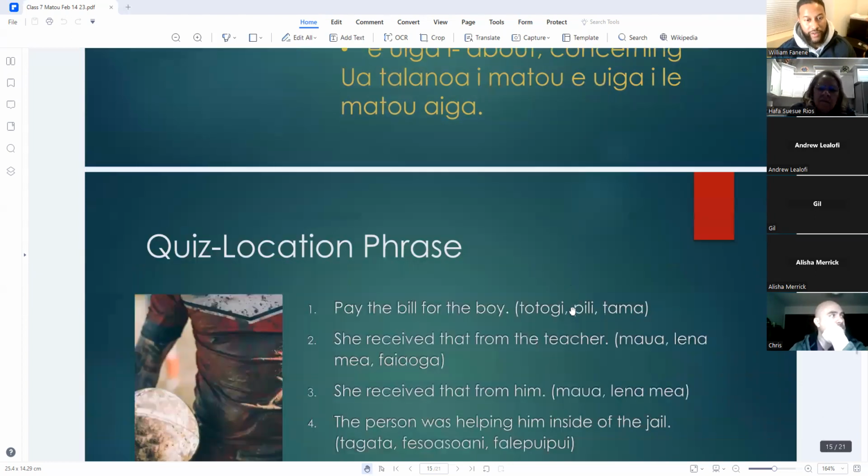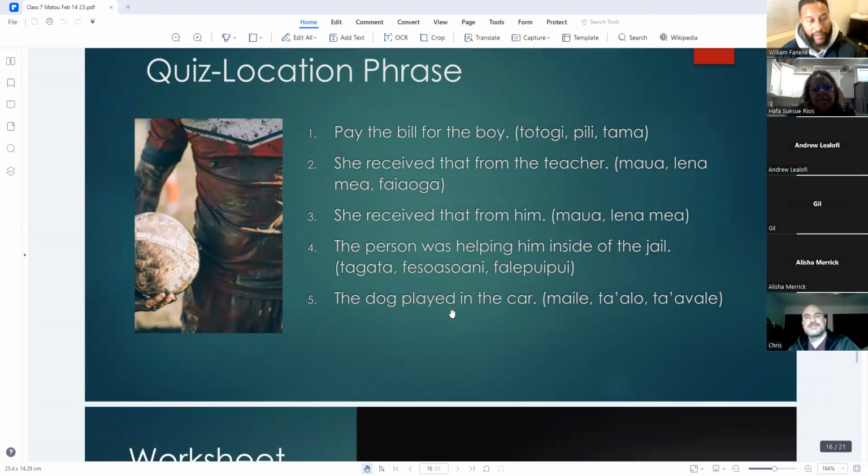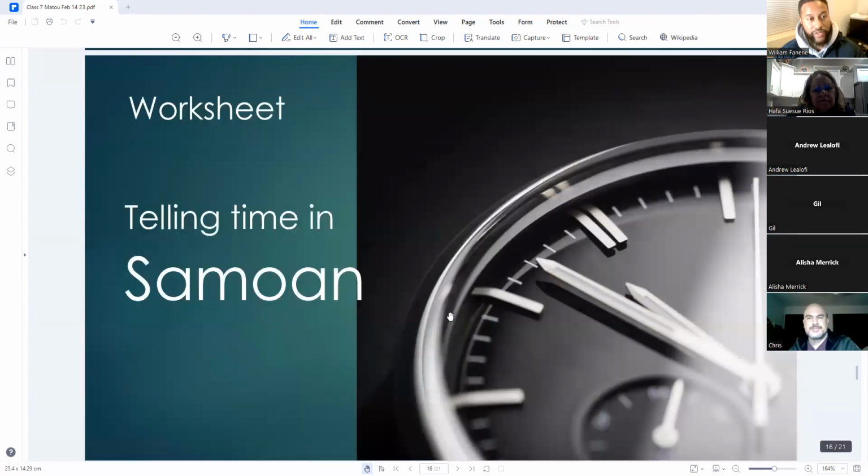All right. So here's another quiz. I'll leave this up just in case you want to screenshot it. Again, I'll also upload it. When we come back, we're going to start with this quiz just to see, and then we'll start the next lesson with telling time in Samoan. So we're going to start moving into some other things besides the sentence structure, and then different kinds of conversation.